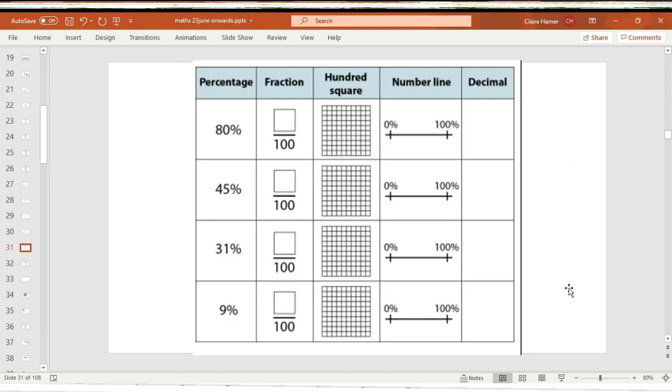This is the final task for today, is to fill in this question. So I would like you to write down 80% equals how many hundredths, 45% equals how many hundredths. This time, I want the decimals as well. I'm not sure if we've done these earlier, you might just need to add the decimals next to them. So 31% equals how many hundredths, which equals what decimal. Pause the video, have a go.